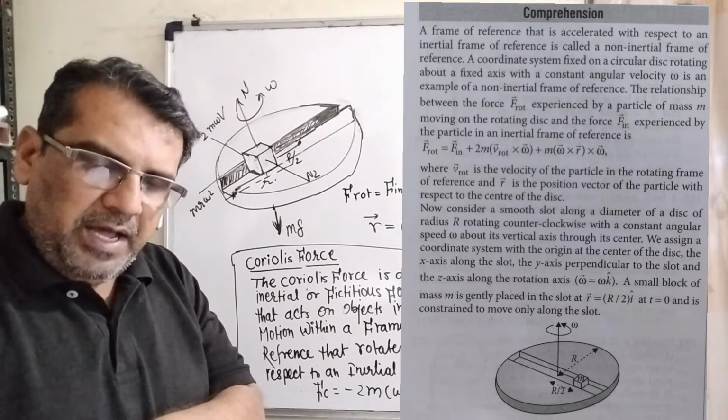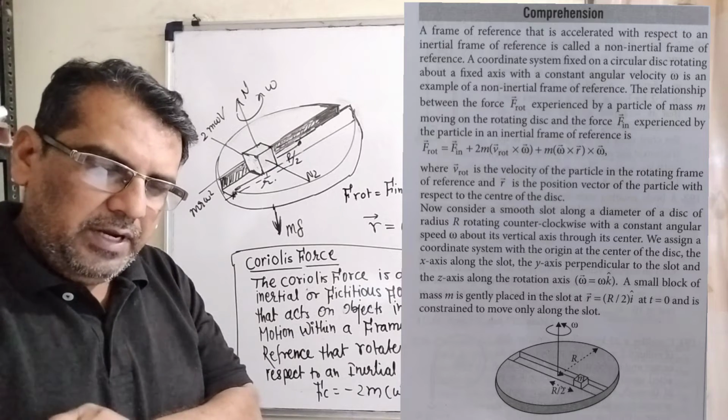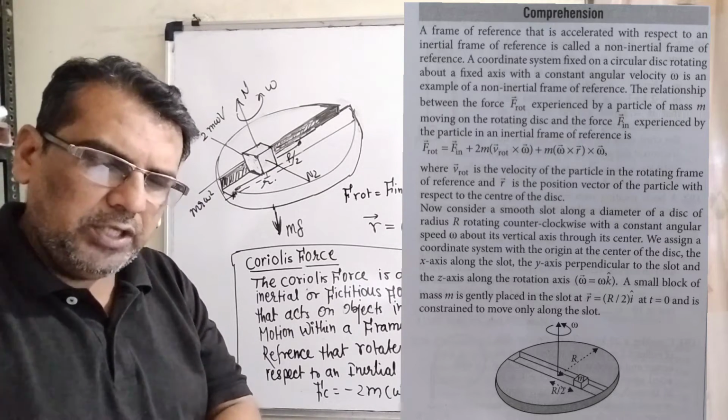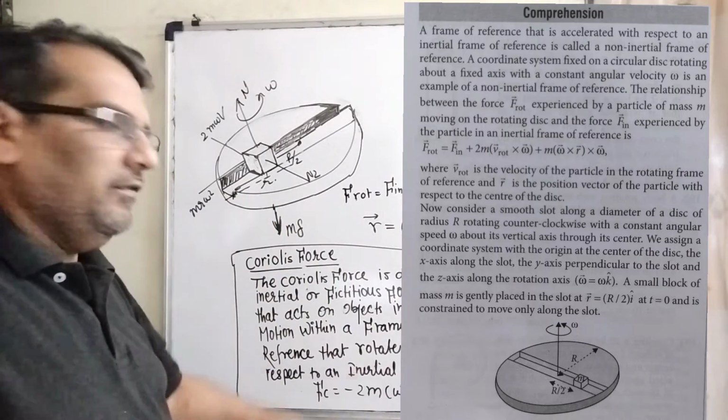At t equal to 0, and it is constrained to move only along the slot. And this is the paragraph.